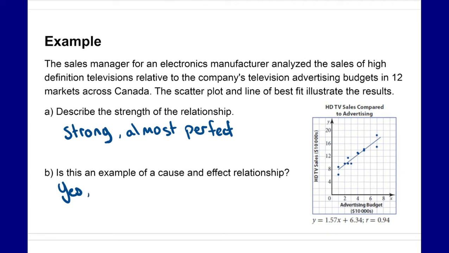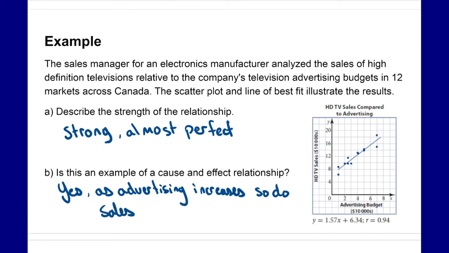We can see that here. As advertising increases, so do sales. Maybe other things are in play, but generally speaking right now we can say that yes, as one increases, so does the other.